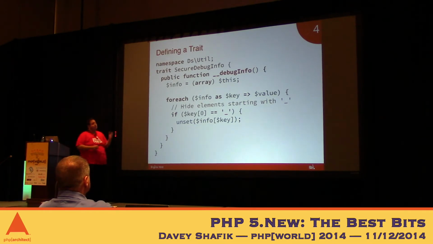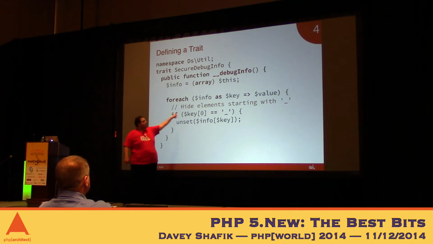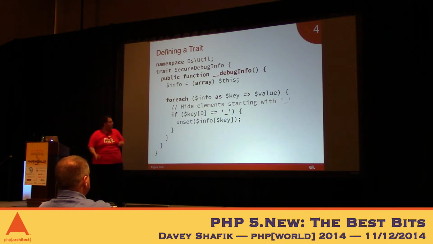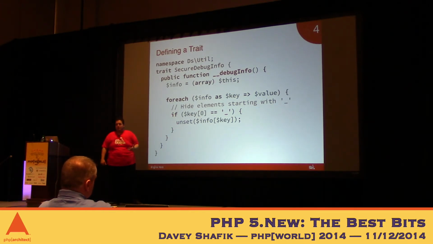So this is what a trait might look like. Namespace DSUtil, DS being my initials, trait SecureDebugInfo, public function __debugInfo, $info equals array this. So basically I cast the object that we are in to an array so that we can easily iterate over it. For each info as key value pair, if key 0, the first letter, is an underscore, then we're saying it's private, we don't want it to be exposed. We go ahead and unset it from our info array, and then we return that, and var_dump would not output any sensitive data, right? That's the idea behind this.